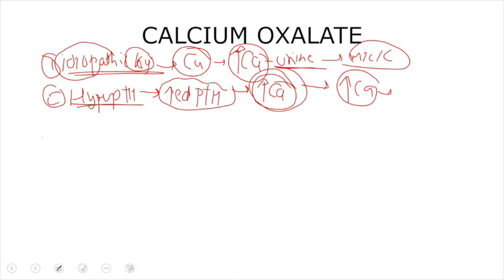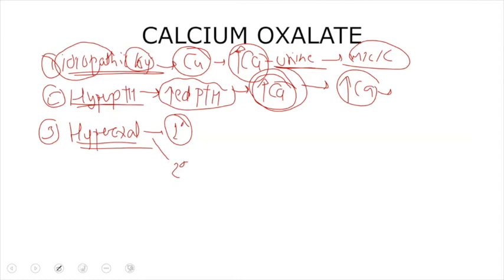And the third cause is hyperoxaluria. There are various concepts to be cleared regarding hyperoxaluria, because there can be several diseases associated with it. It can be primary, it can be secondary. So let us talk about primary hyperoxaluria.